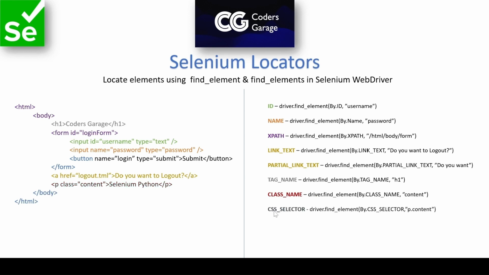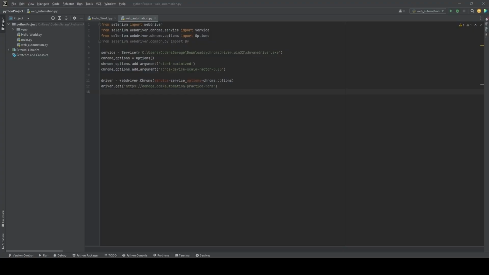The last one is CSS selector. CSS selector combines the HTML tag and attributes to identify the element. The syntax of value will differ based on the attribute we use. In this example, since it is a class, we use tag name p, then the class value, content, to find the element. Let's move on and see how we can identify the elements using the locators.